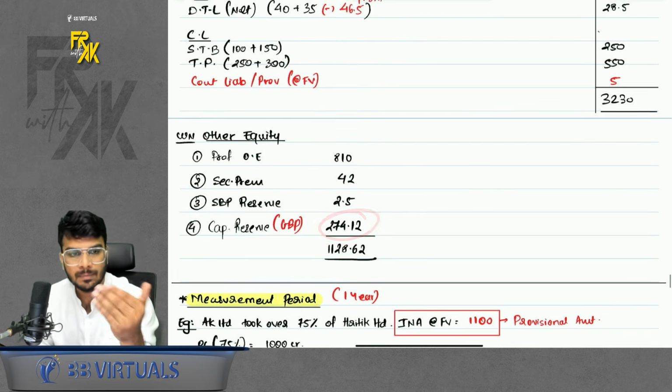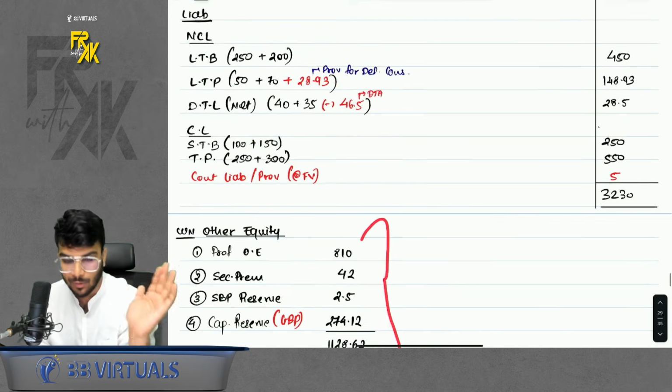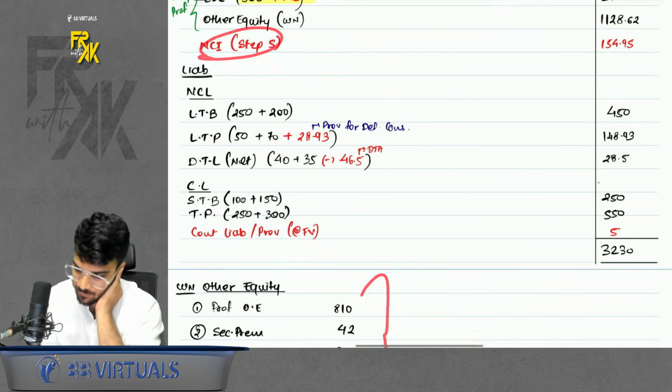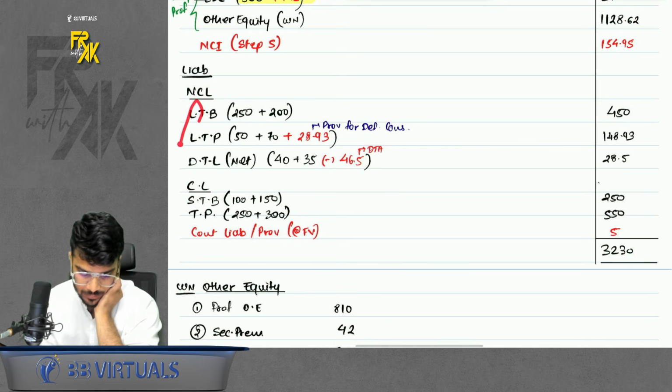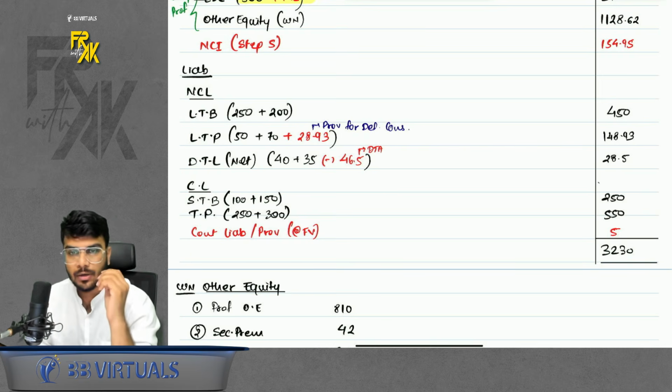Okay. This will come with practice. This you will remember only with practice. Don't try to rote-learn this. Okay. Then NCI will come. We already got the value of NCI in step number 5. Then balance assets and liabilities. In this, don't forget 2-3 items.